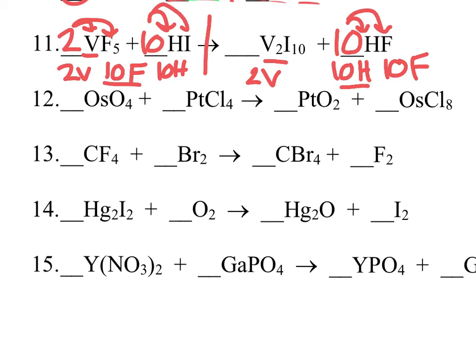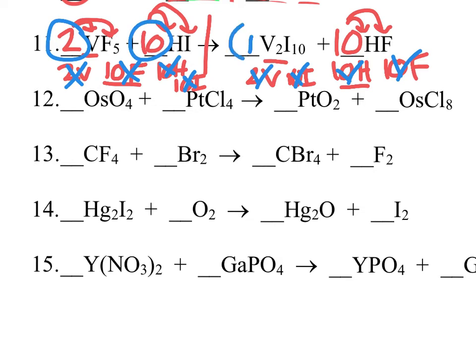But that 10 also goes to the iodine and gives me 10 iodine. Luckily, I already have 10 iodine over here, and I think everything ends up canceling out. 2 vanadiums, 10 fluorines, 10 hydrogens, and 10 iodides. Nice. So it ends up being 2, 10, 1, 10. Remember, you can leave those 1s as blank if you don't want to write the 1s in there, but some of you like to finish it all up and wrap it up in a little bow. But there we go, that's balanced.